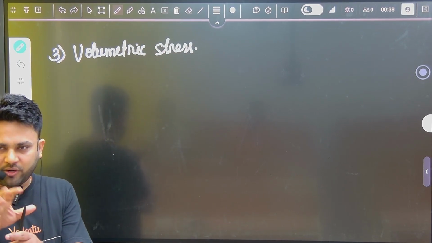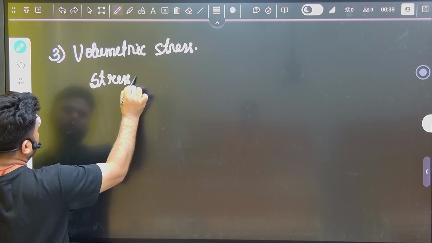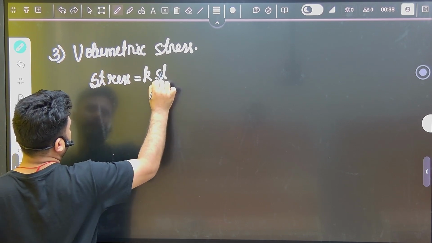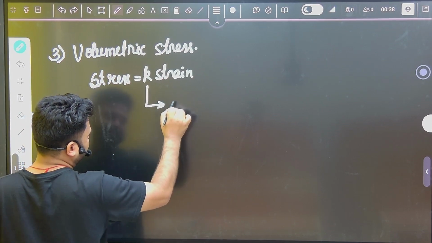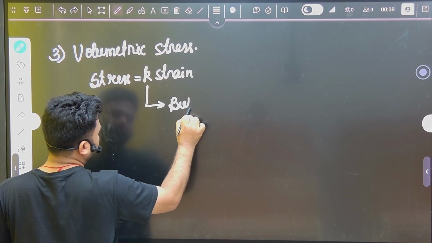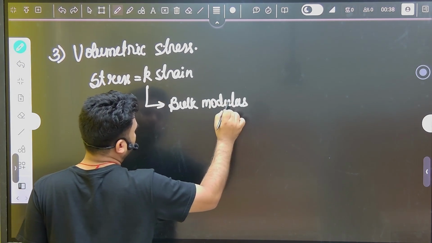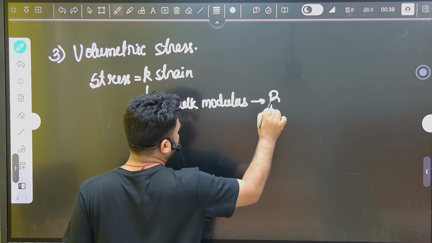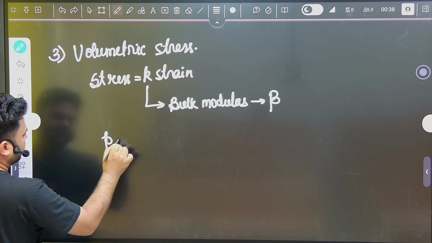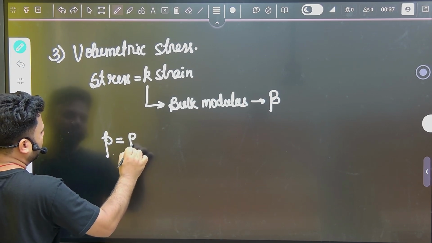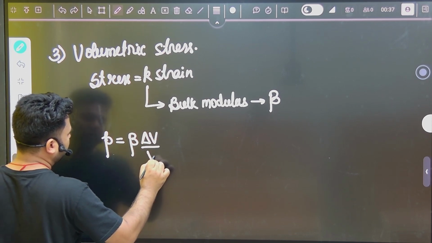So that ball example, the ball is the fluid. Here the same formula will be applicable, that stress equals K times strain. But again here K has a special name. This K is called bulk modulus, and sometimes it is represented by the letter beta. Means we can write: stress, that is pressure, equals some constant, that is bulk modulus, multiplied by strain. Strain was what? Change in volume divided by original volume.